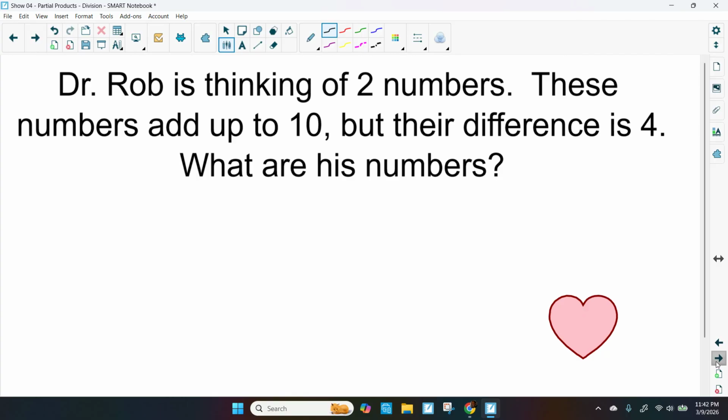Dr. Rob is thinking of 2 numbers. These numbers add up to 10. But their difference is 4. What are his numbers? That's a good question.